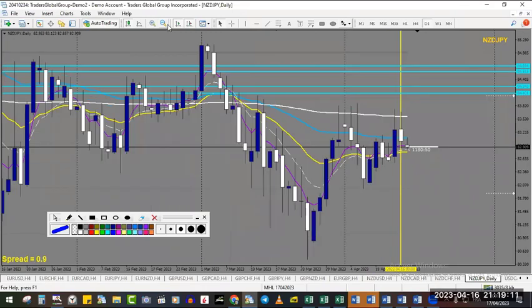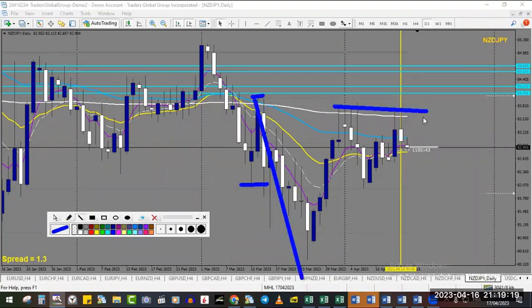And on the daily, the move is a little bit messy, but it respected the Dow theory retracement from here to here and rejected this. So we might see a fall as well from there.